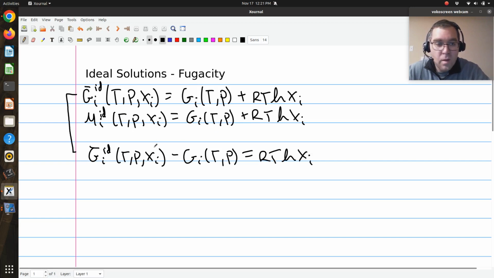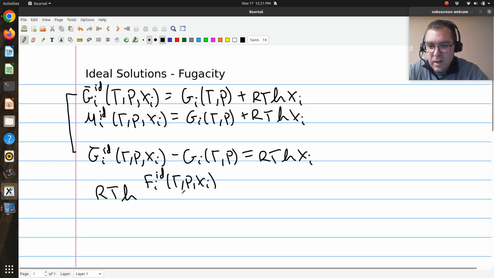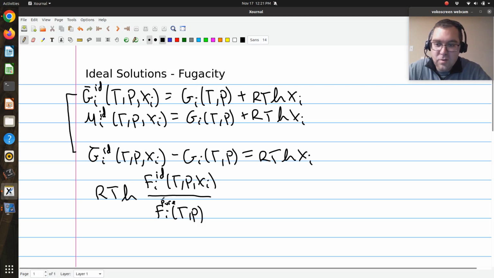So whenever I have a difference in molar Gibbs free energies at the same temperature, immediately I think of fugacity. The left-hand side is equivalent to RT times log of the fugacity of component i in an ideal solution at T, P, and xi relative to fi at T and P. And as a note, this is the fugacity of pure component i at T and P, so oftentimes we'll put a superscript pure on there just to remind ourselves.